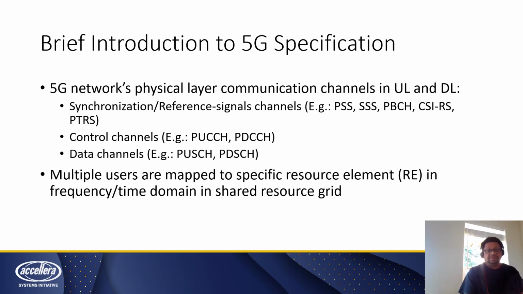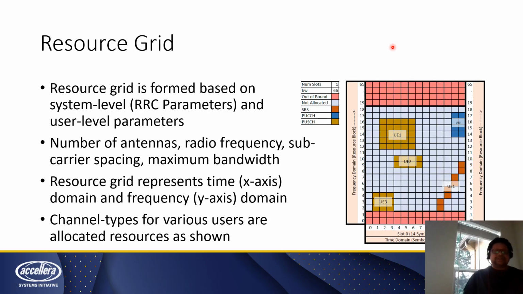Multiple users are mapped to specific resource elements in the frequency-time domain in the shared resource grid. The top resource grid is formed based on system level parameters, RRC parameters, and user level parameters. Number of antennas, radio frequency, subcarrier spacing, and maximum bandwidth are some of the parameters that decide the shape and size of the resource grid.